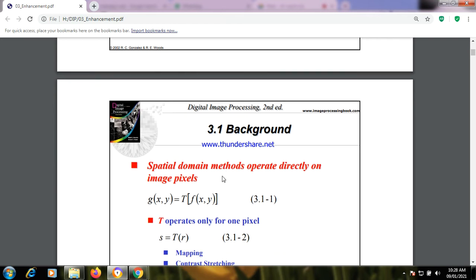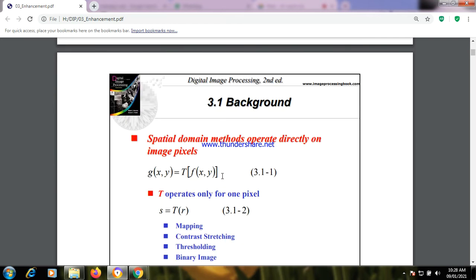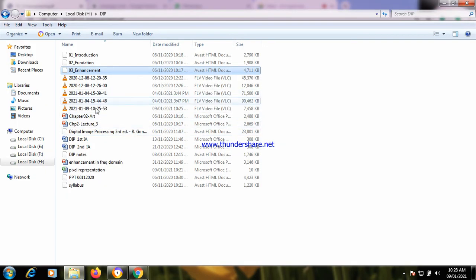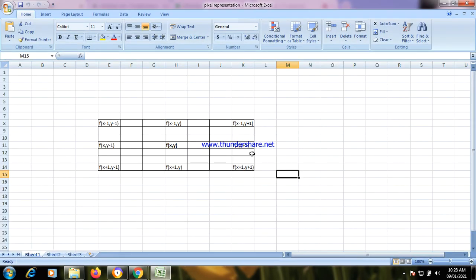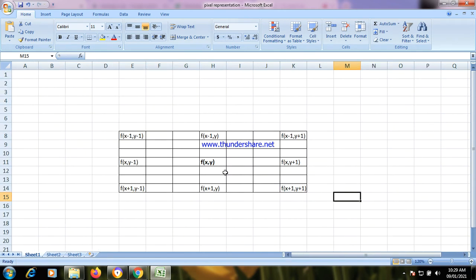So next we'll see how exactly we can represent images, how we can represent pixels in an image. So this is the pixel representation in an image, right?